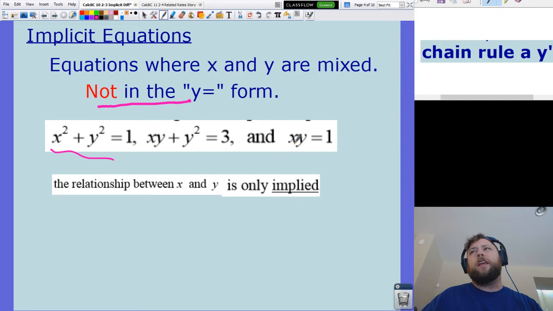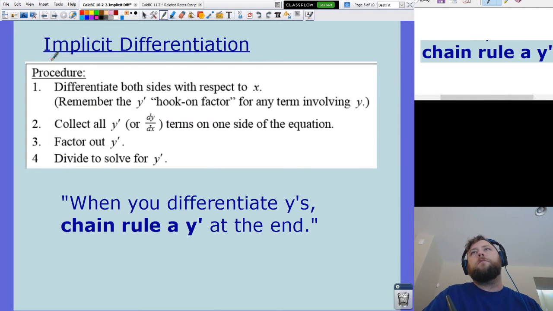Even something simple like x times y equals 1, which you could rearrange into the explicit form by dividing by x on both sides to get y equals 1 over x. But this is the implicit form of this explicit equation. So the relationship between x and y is only implied in these cases. It's not saying y does equal this thing in terms of x.